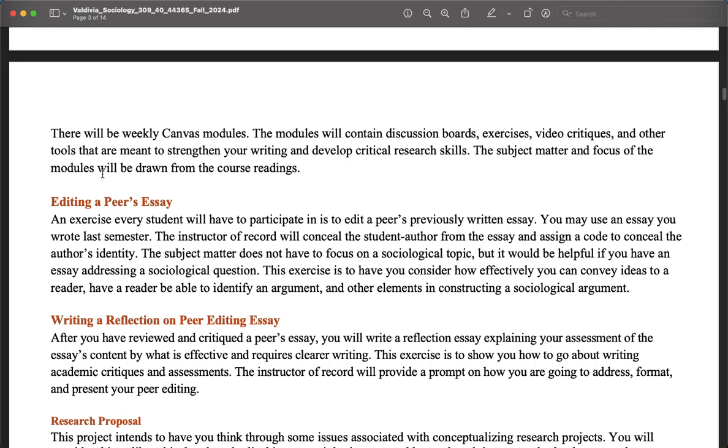The subject matter does not have to focus on a sociological topic, but it would be helpful so we could develop our sociological writing skills, right? But if not, let's say it's a literature class or political science class, it still can be used, right? Okay, so hopefully that makes sense.